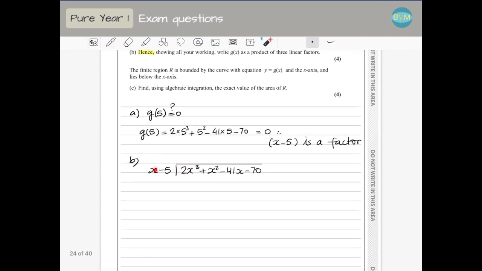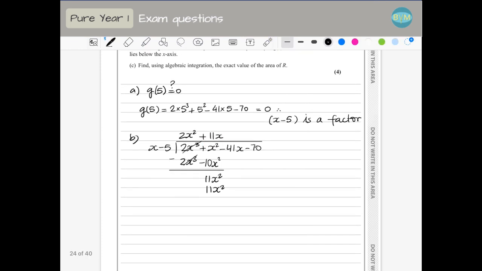So we have 2x cubed divided by x is 2x squared. We multiply and we have 2x cubed minus 10x squared, because 5 times 2x squared is 10x squared. We subtract, so these two are gone, and then I have 1x squared minus 10x squared, which is 11x squared. I divide 11x squared by x, which is 11x. Multiply again, so 11x times x is 11x squared, and 11x times minus 5 is minus 55x.